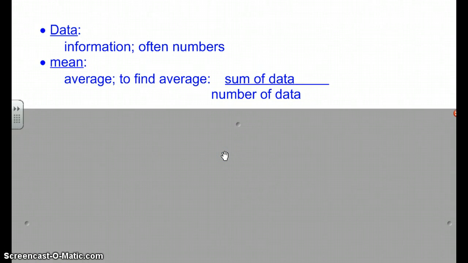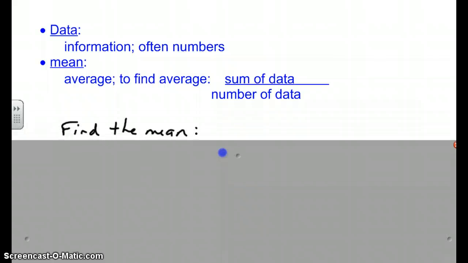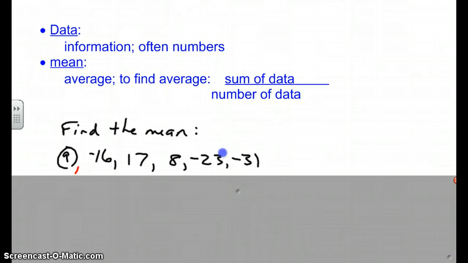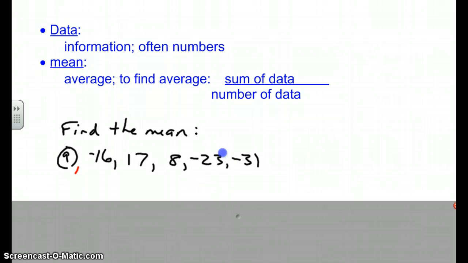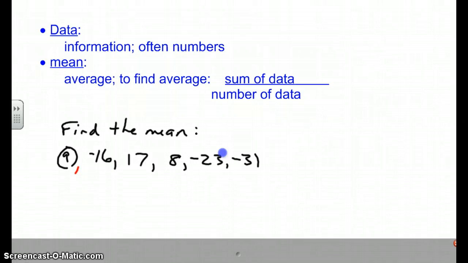So to find the mean is to add all of your data up and divide by the number of data that you added. You've been doing this for some time. Add the data, another way to say that is the sum of the data, and then divide by the number of data. So let's find the mean of this set here.